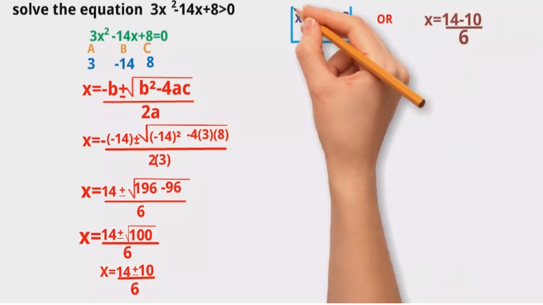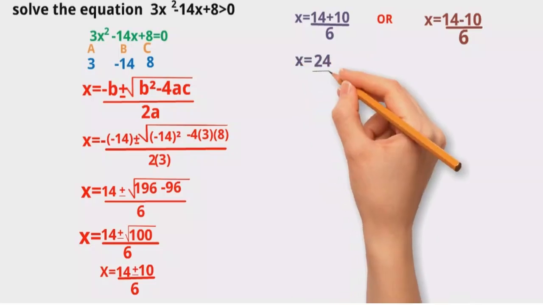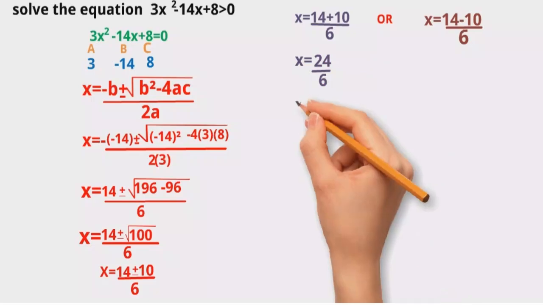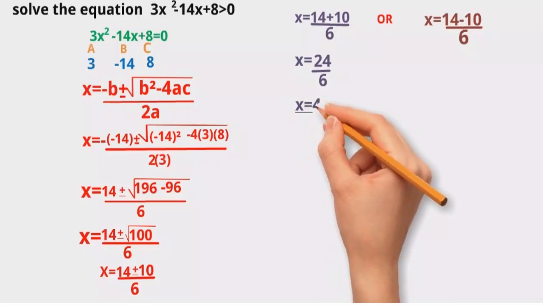Now let's focus on 14 plus 10 over 6. So we write x is equal to 14 plus 10, which will give us 24 over 6. X is equal to 24 divided by 6, which will give us 4.